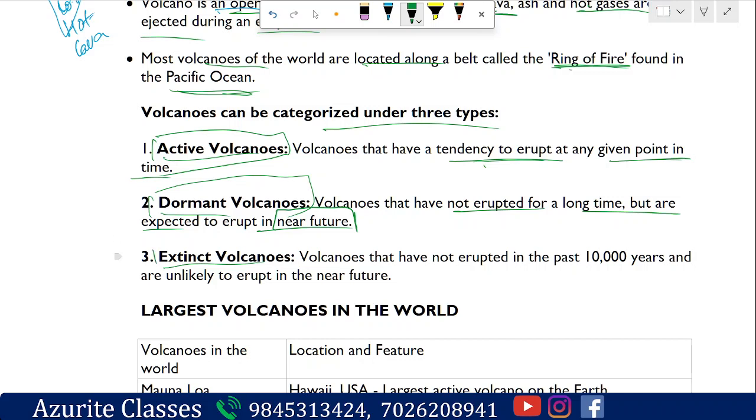An extinct volcano is one that has not erupted in 10,000 years and is unlikely to erupt in the near future, right? If volcanoes have not become active in the last 10,000 years, and you study them and conclude that they will not erupt, then that is an extinct volcano. Okay, active, dormant and extinct.